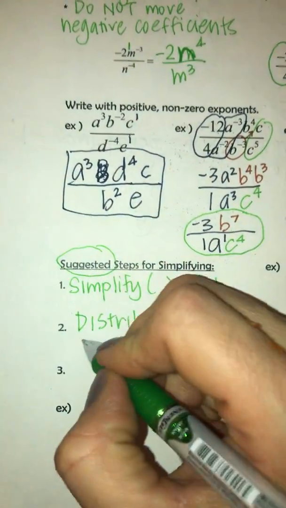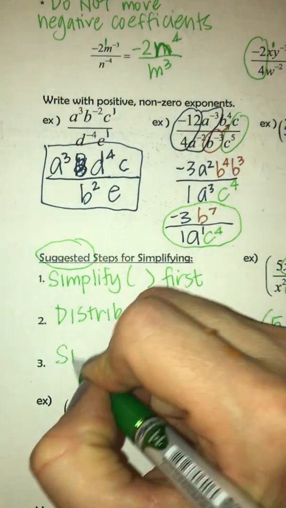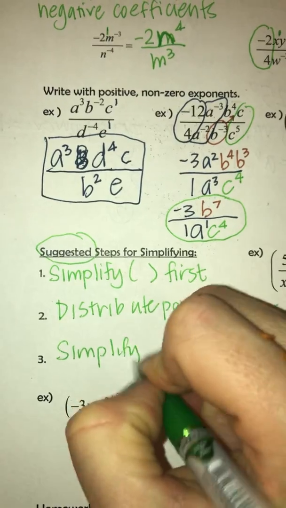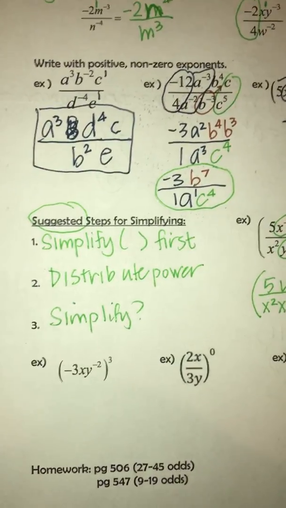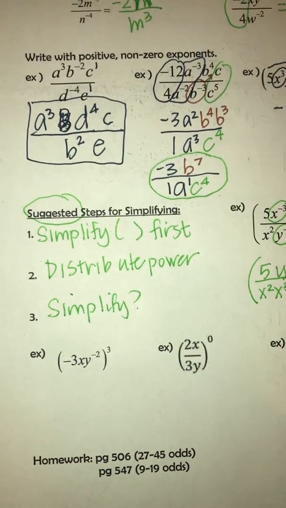Now you do want to see if you can simplify further. So always check and see, can I simplify again? Like, am I done? Can I simplify any more? I should try to if I can.